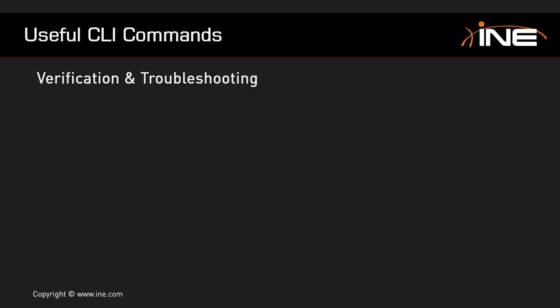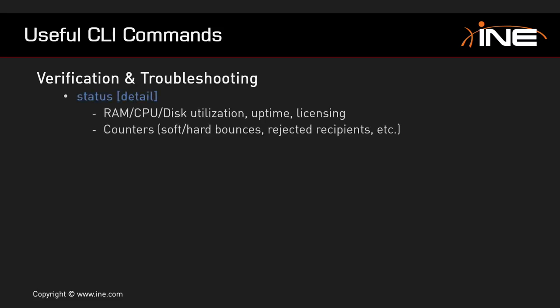Okay, some other commands useful for verification. We've got status with an optional detail option to take a look at basic performance related settings, stuff like uptime, CPU utilization, maybe licensing. Plus, this command is also going to give you information about certain events, like the number of soft and hard bounces, rejected recipients. The actual syntax and what it means, you can look it up in the documentation.